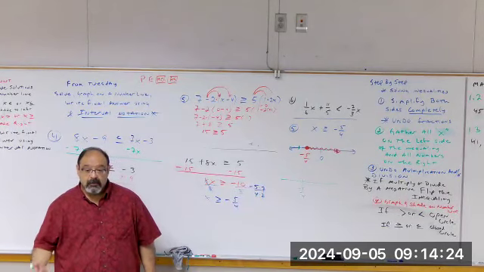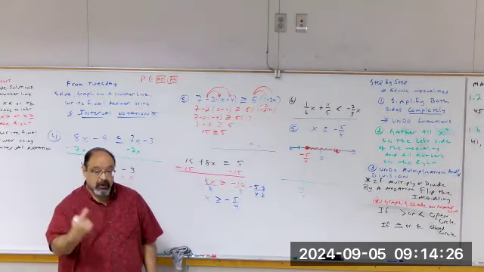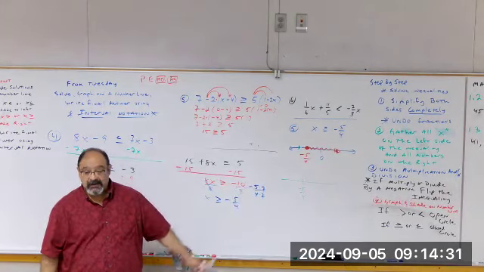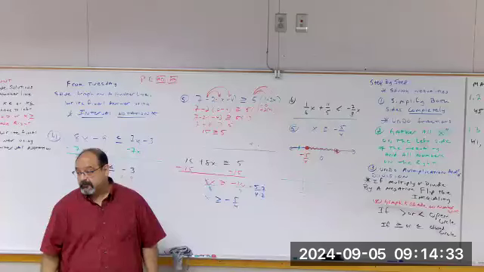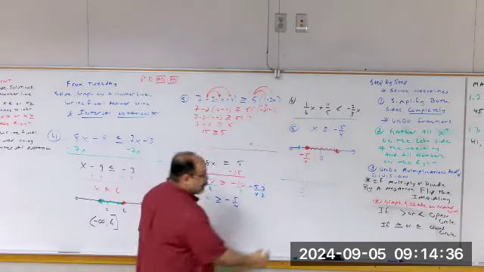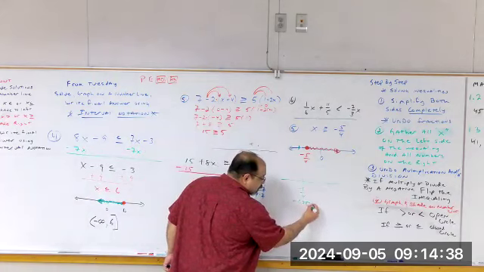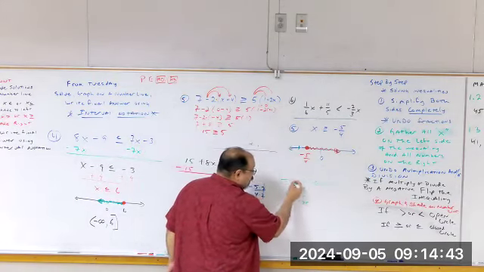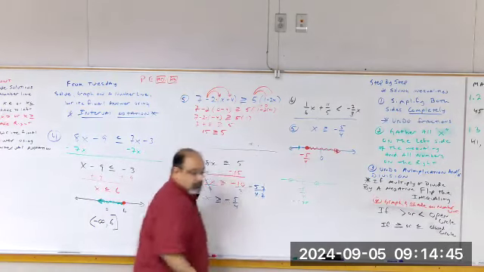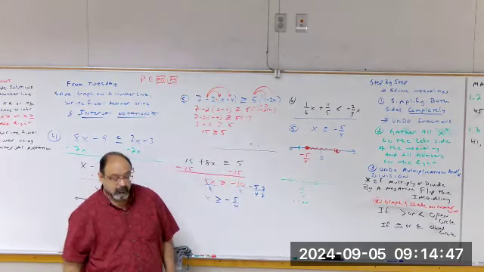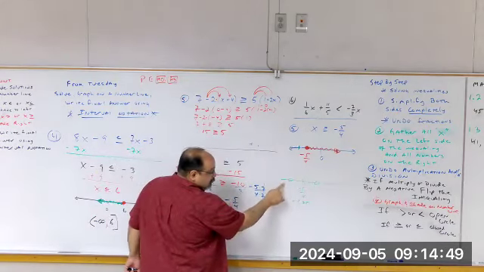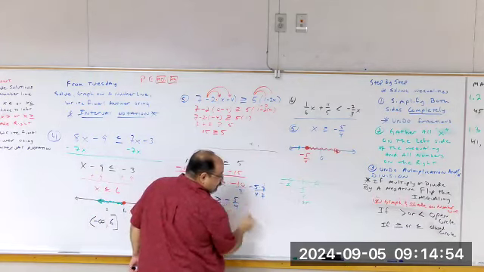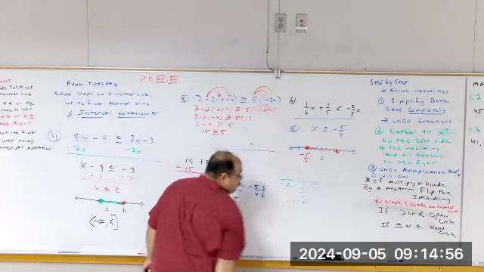5 over 4. 4 goes into 5 one time, and you have 1 left over. It's 1 and 1/4. That's what that is. So we're dealing with negative 1.25. And negative 1.25 is going to be between what two numbers? Over here, this is negative 2, and over here will be negative 1.